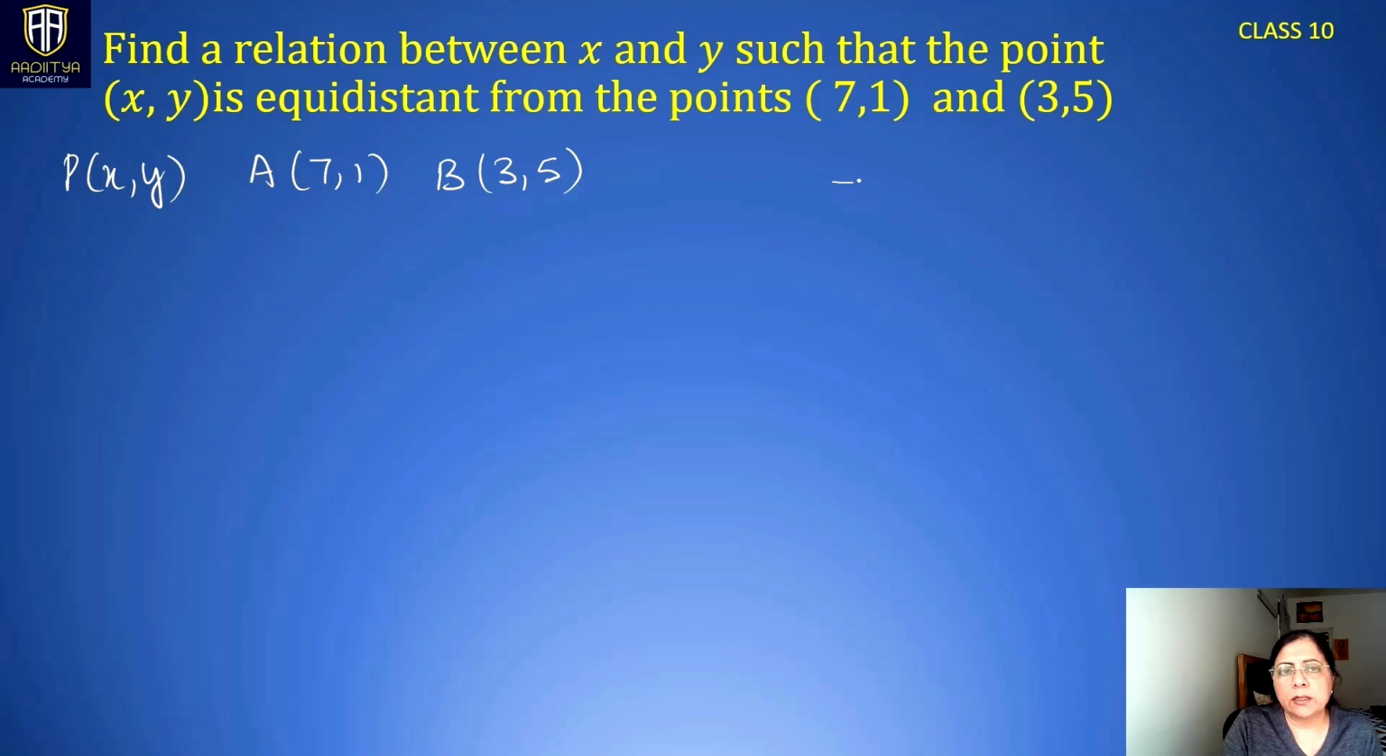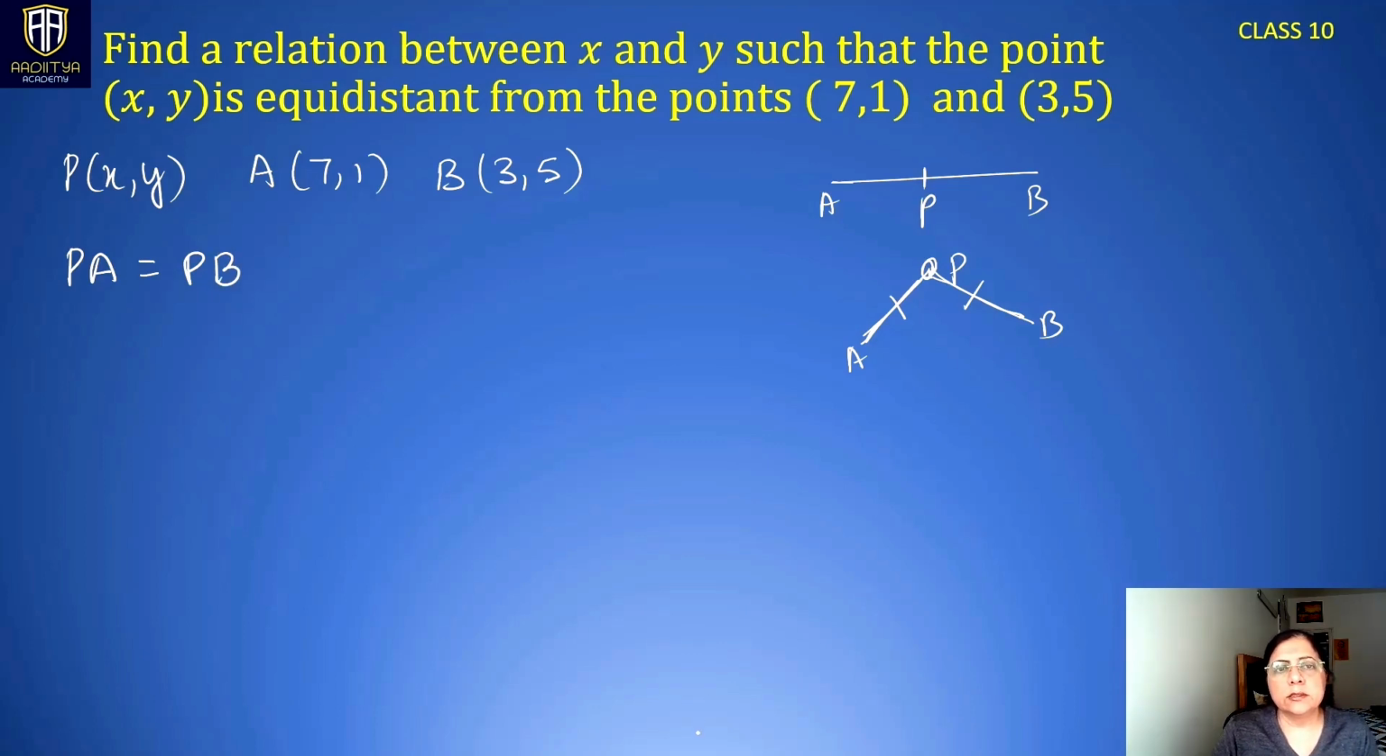So they may be on the same line, like P is here, A and B are here. Or it may be some other way, like P is here, A may be here and B may be here, but the distance PA is equal to PB. The given condition is point P is equidistant from A as well as B. That means the distance between P and A should be equal to the distance between P and B. This is the relationship between these three points. Now we have to build a relationship between x and y. Now P is x, y, A represents 7, 1, B represents 3, 5.